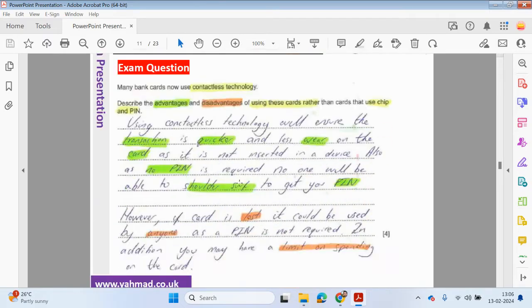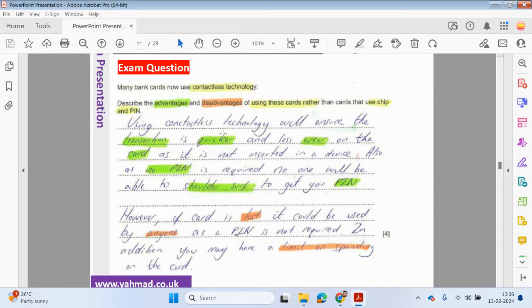So here's a typical exam question. Many banks now use contactless technology. Describe the advantage and disadvantage of using these cards rather than the cards that use chip and PIN.